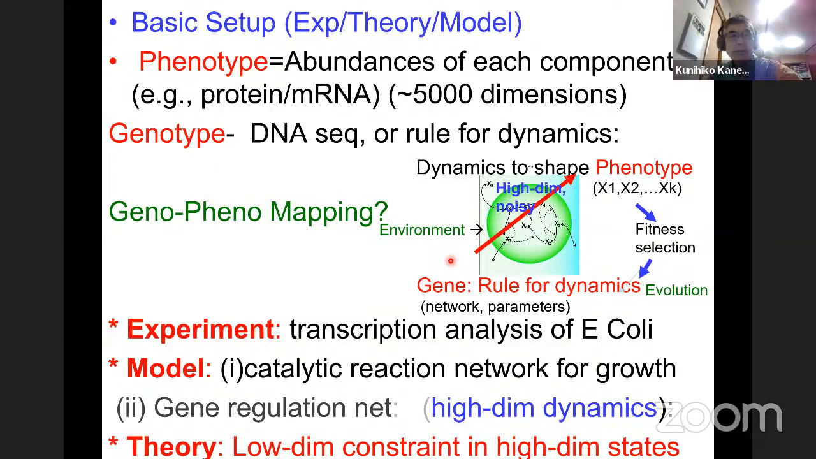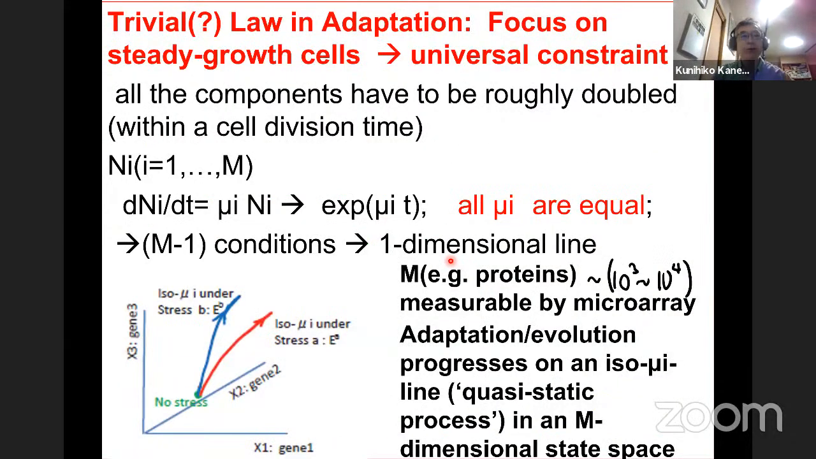So let us start from a rather trivial law. Consider a cell consisting of many components. For a cell to grow, at the cell division time, almost all components have to be roughly doubled. Otherwise, the cell cannot sustain the original state.